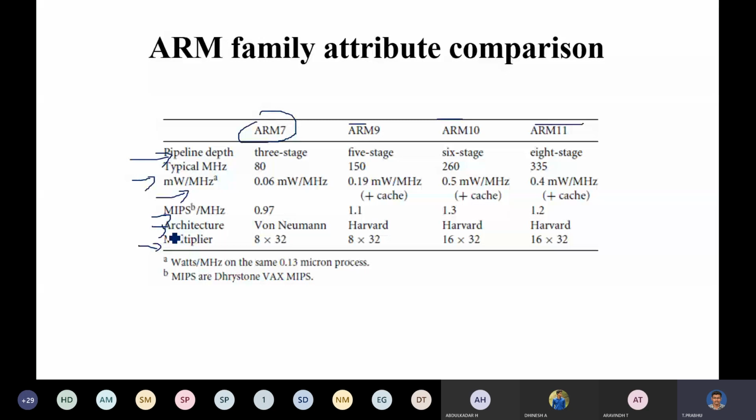Here the operating frequency is 80 megahertz, here 150 megahertz, here 260 megahertz, and here 335. Here is the power consumption: 0.06 milliwatt per megahertz, and here 0.19 milliwatts, in addition to the cache. Here is the number of bits transferred with respect to that.